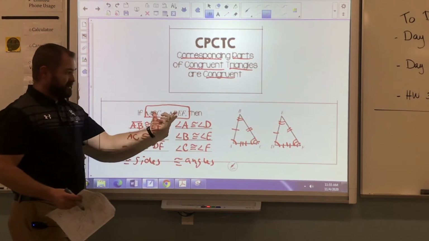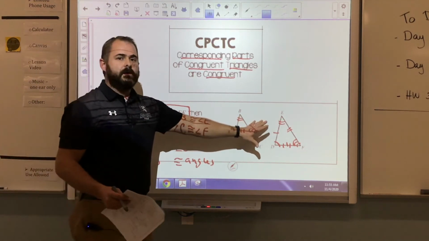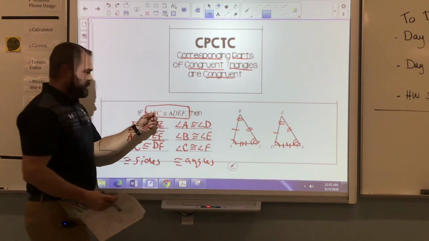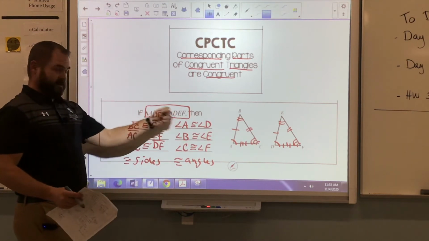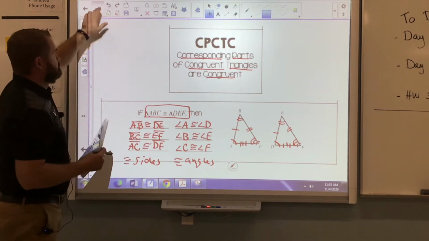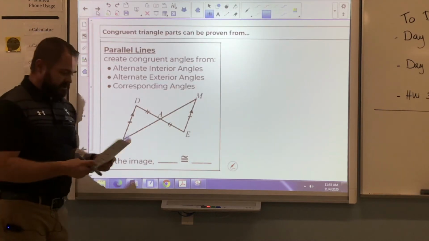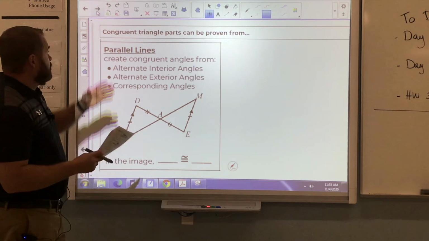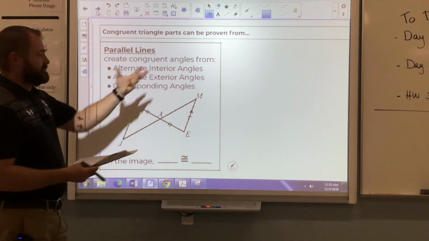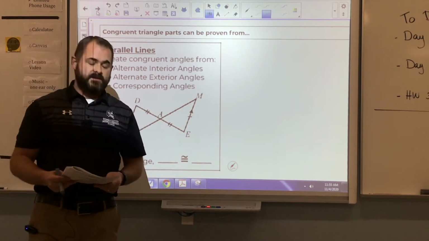Again, I could have done this without even having the picture, because originally, remember, the picture did not have anything filled in. The corresponding parts, or the parts in the same order on either side, are the parts that go together. So now let's turn the page and take a look at congruent triangle parts and how they can be proven from different things we've learned before in previous units.